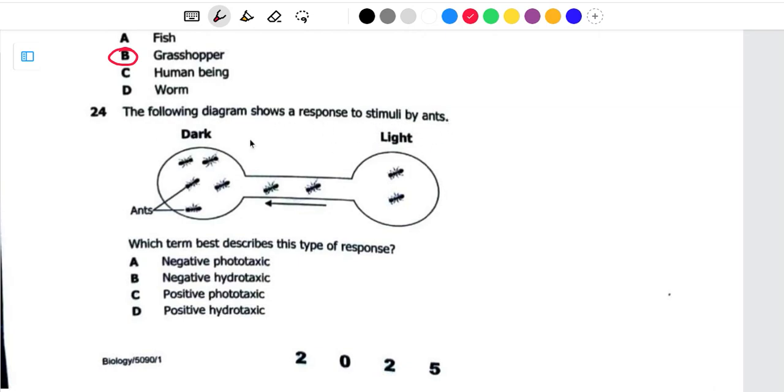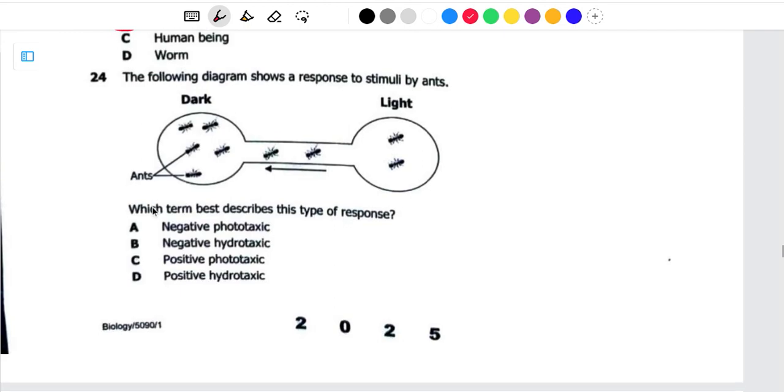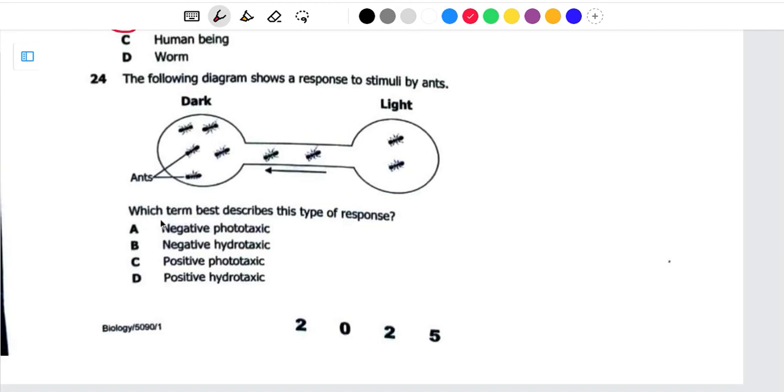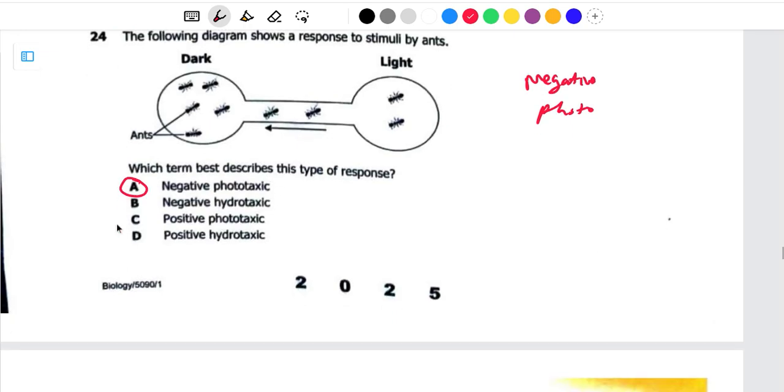So there is light and darkness. So these ants are running away from the light and they are going to the darkness. So what term best describes this type of response? According to the arrow here, they are moving away from the light going to the darkness. So when they are moving away from the stimulus, we say negative. Now since this is light, it is going to be photo. Photo is light, so it is going to be negative phototaxis. So the answer is going to be A.